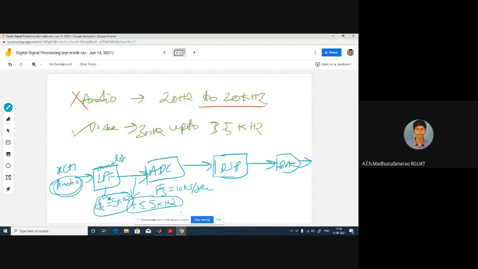In such a scenario, this is okay, right? I can simply go for an analog low pass filter with a cutoff frequency of fs by 2. This cutoff frequency should be fs by 2, the general version. In that way, I can proceed, right? This is called an anti-aliasing filter.